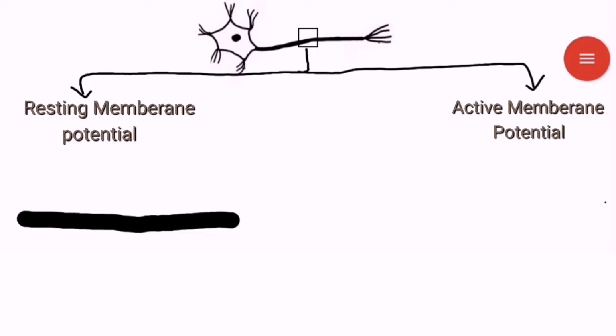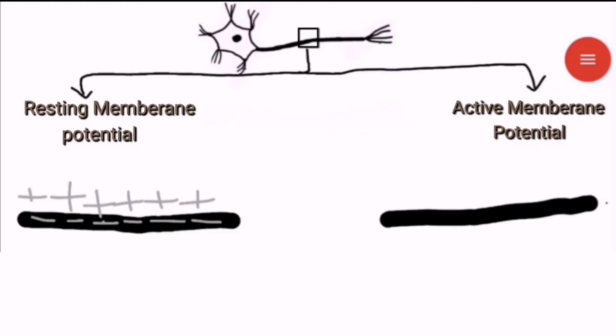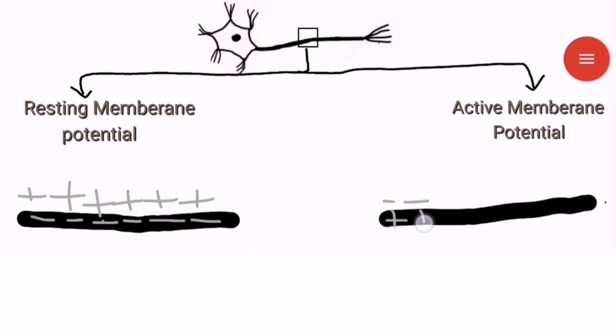Resting membrane potential is an unstimulated state where the neuron is at rest. The cell membrane of the neuron is electrically more positive outside than inside of the cell membrane, while active membrane potential is a stimulated state. Charges are temporarily reversed in this stage, and this is how the nerve impulse travels along the length of the axon.